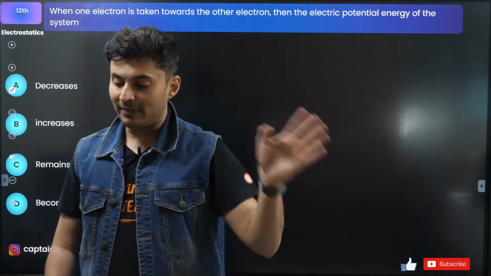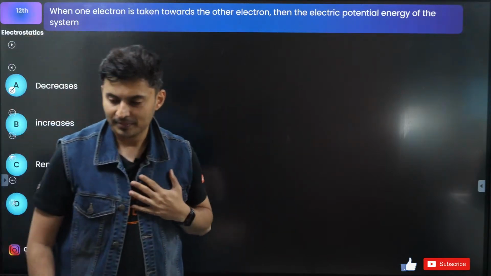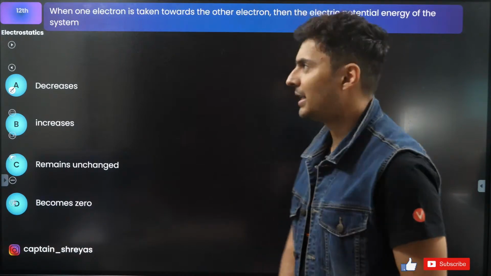Yes, potential is there due to every charge. Hello Gopika, thank you so much. Let's see, what do you guys think about this?